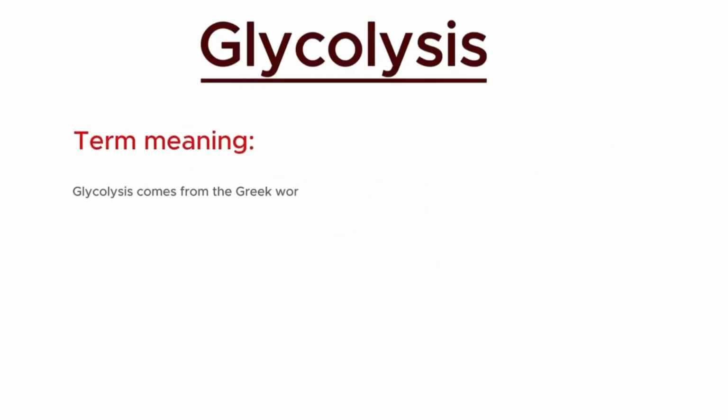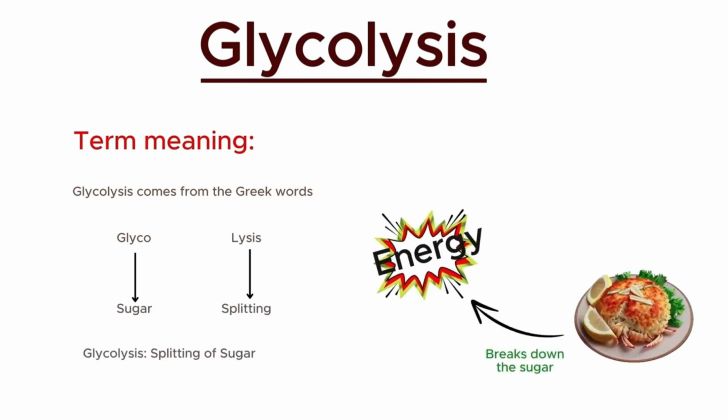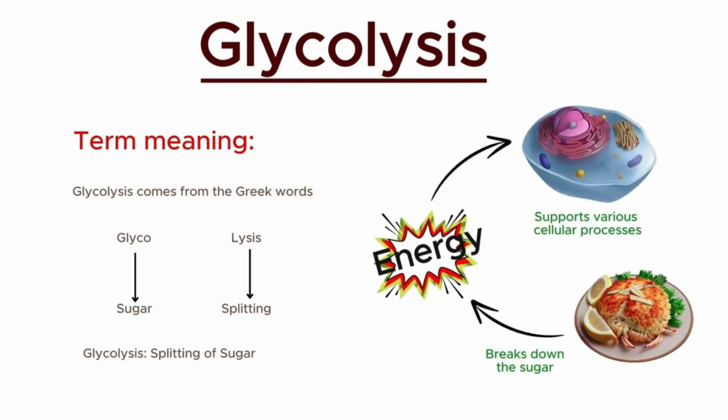Glycolysis comes from the Greek words glyco and lysis, where glyco means sugar and lysis means splitting. Thus, glycolysis refers to the splitting of sugar. This process breaks down the sugar we consume into energy, supporting various cellular processes.